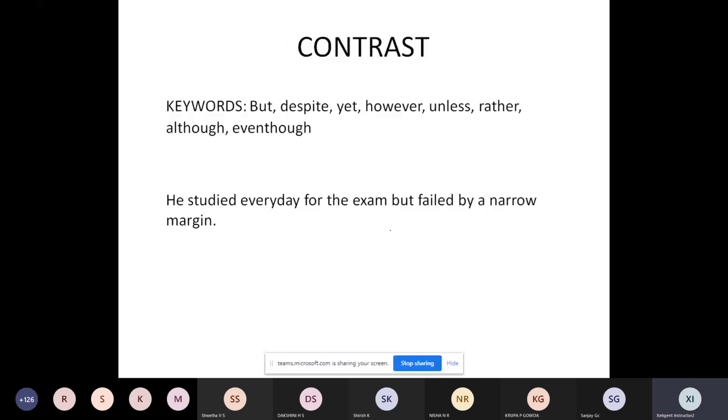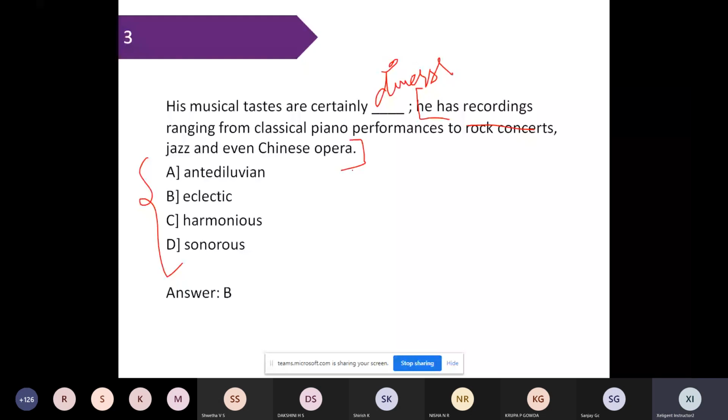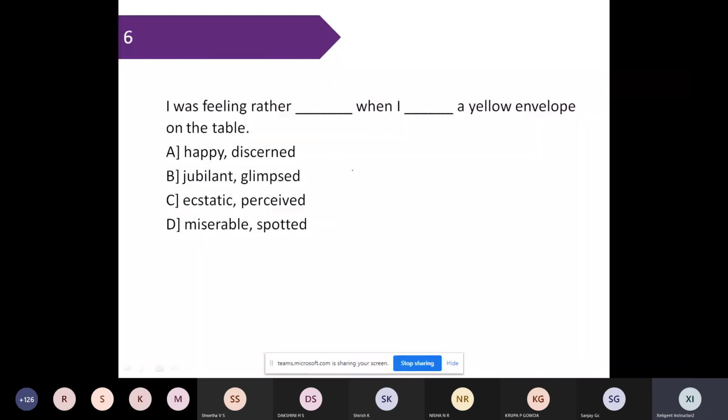Rather is a negative word. Okay. So don't get confused between cause and effect and contrast. But it can also come in cause and effect. Depending upon the sentence, you can have rather in cause and effect as well. Let's see the sentence first. I was feeling rather blank when I blank a yellow envelope on the table.